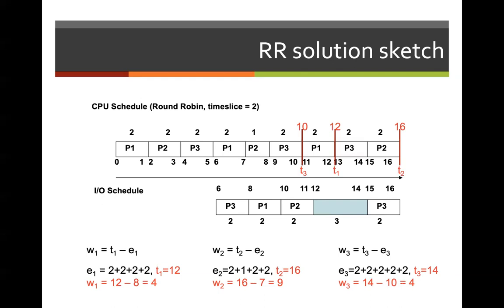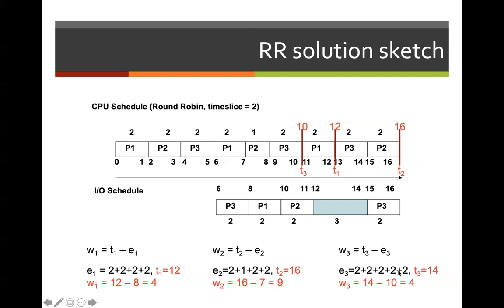For process 2, execution time is going to be 2 plus 1 plus 2 plus 2. So that's 7 minus the 16 for our time. So our wait time is 9. And for process 3, we execute 2, 2, 2, 2, 2.